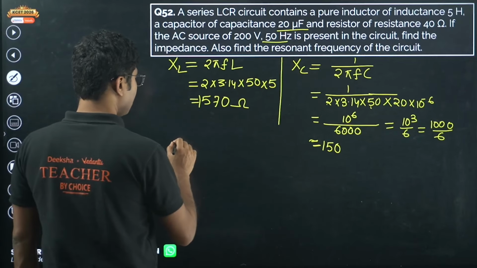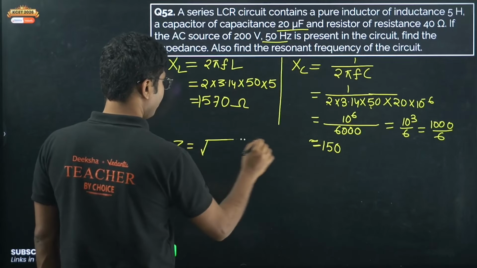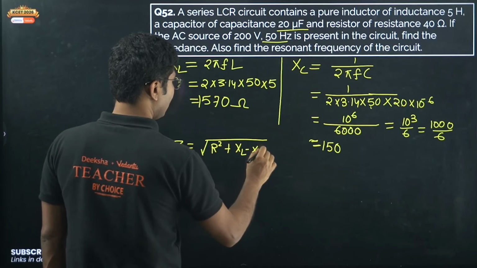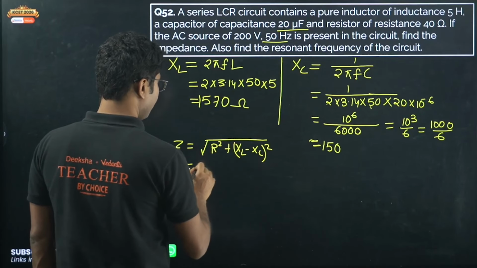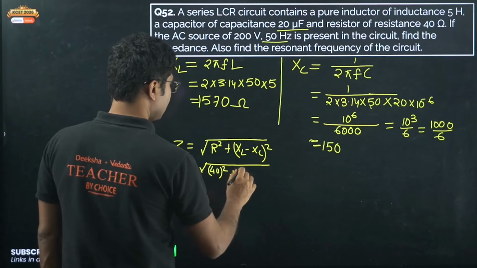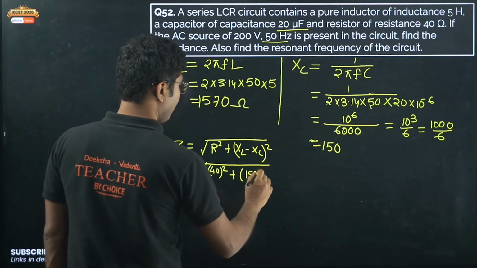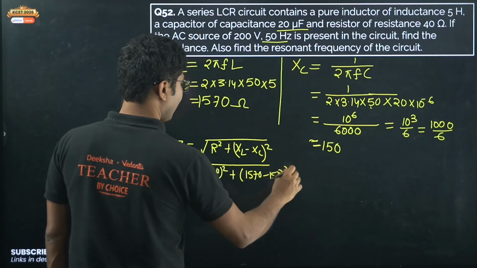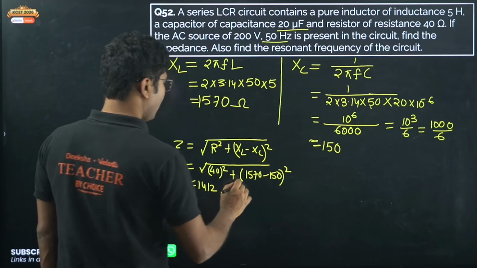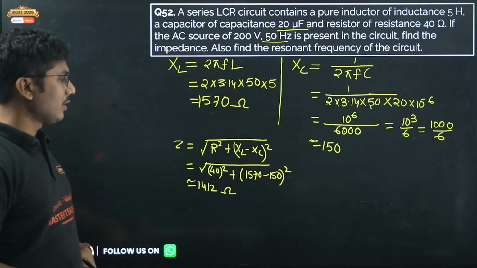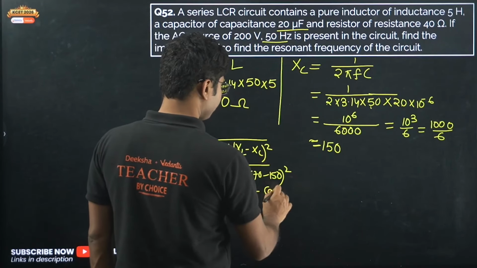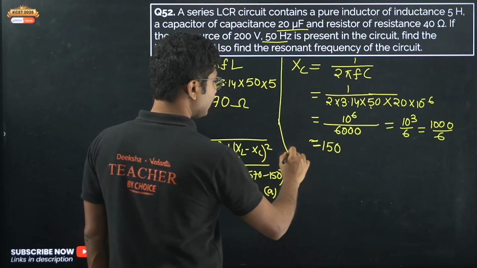Now what is the impedance? Impedance is given by square root of R square plus XL minus XC whole square. So it will be square root of 40 square plus 1570 minus 150 whole square. I think if I remember it correctly, it will be 1412 ohm. Okay, so the approximate value of the impedance will be 1412 ohm. Now this is not over, this is part A only. We also have to calculate the resonance frequency.